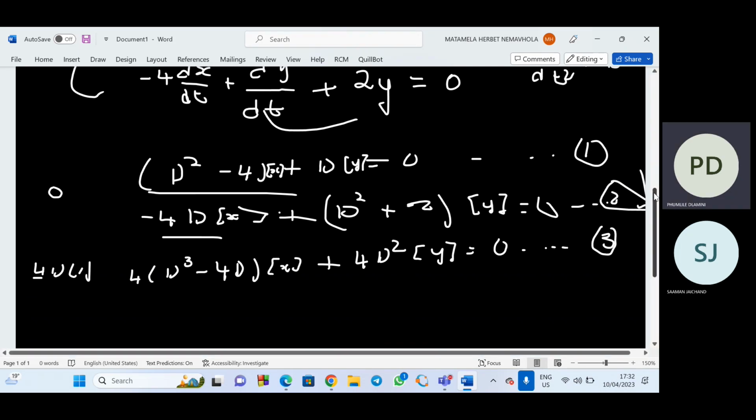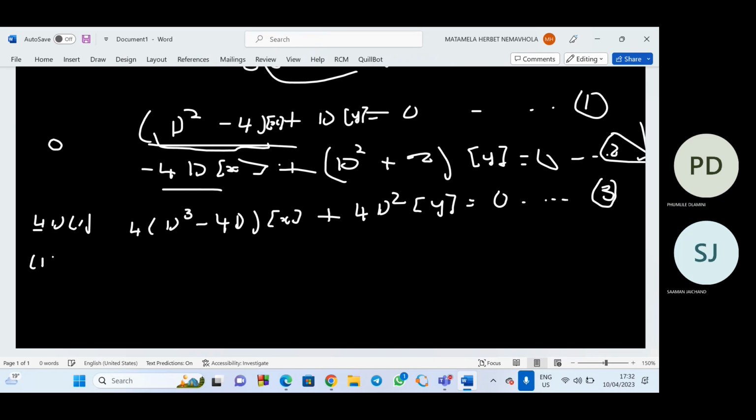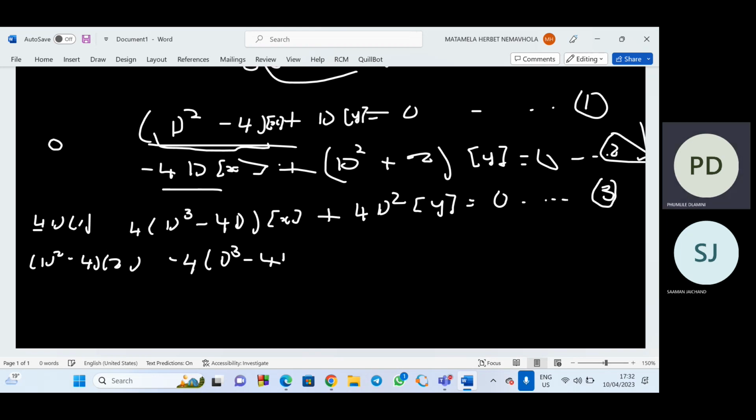Then we're going to multiply equation 2 by d squared minus 4. So when we multiply equation 2 by d squared minus 4, we obtain minus 4 in brackets: d times d squared gives us d cubed, and d times minus 4 gives us minus 4d, in brackets.